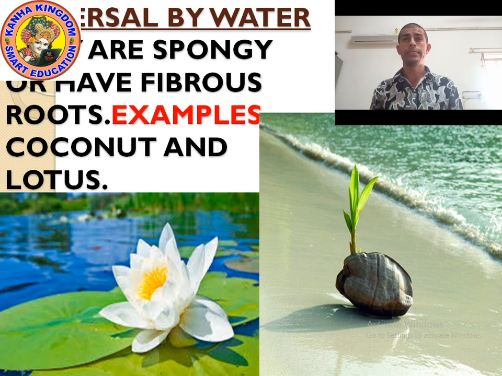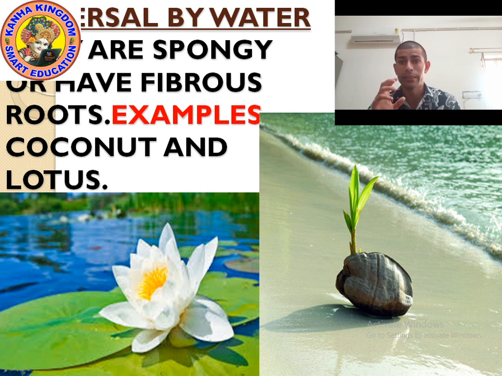Now, kids, I hope you have understood dispersal by wind. Dandelion and maple are the examples which scatter away from one place to another with the help of wind. Now let's start dispersal by water. Yes, water also helps in dispersing.